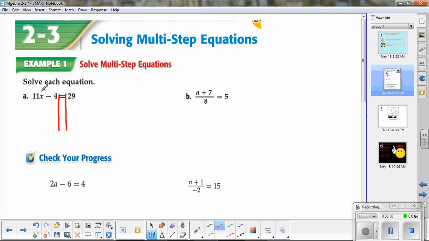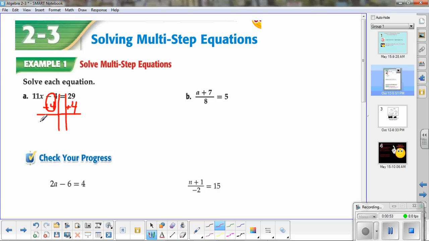So first, the variable is multiplied by 11, and then we took 4 away. So the first thing we're going to undo is the minus 4. To get that to disappear, we want to add 4, because a negative 4 plus 4 is 0. But if I add 4 to the left, I have to add 4 to the right to keep it equal.